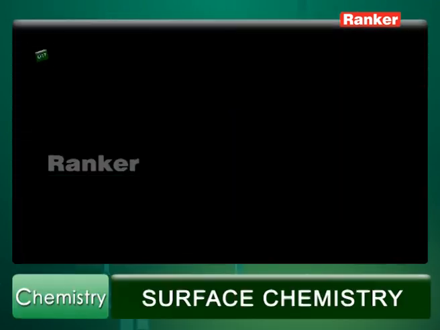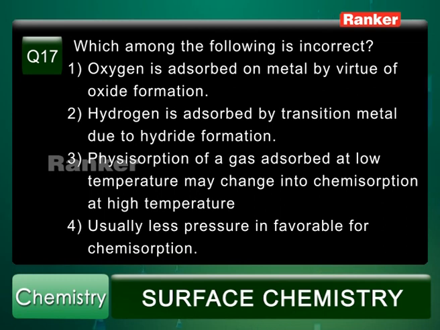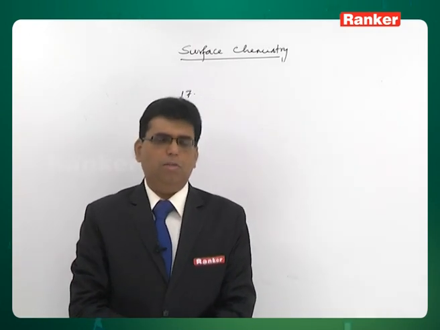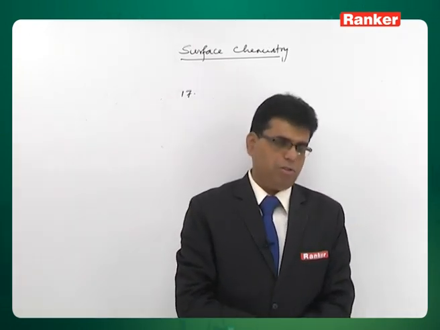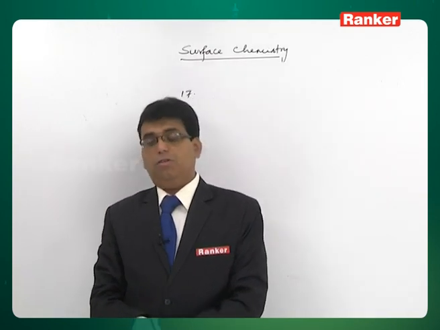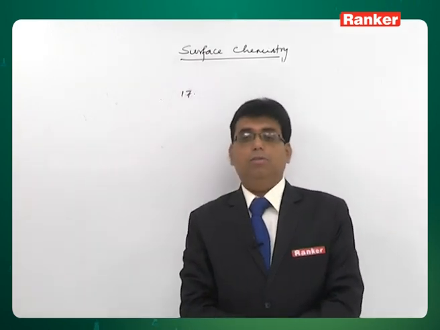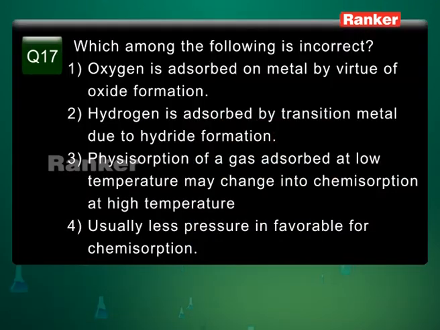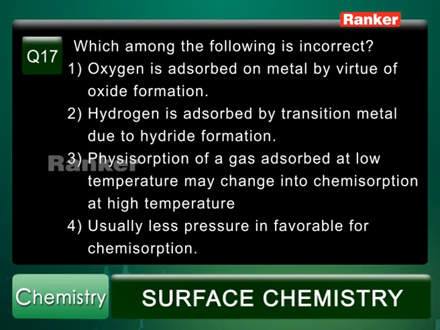Now, let us go to question number 17. Which among the following is incorrect? Oxygen is adsorbed on a metal by virtue of its oxide formation. Yes, it is a correct statement. The oxygen gets adsorbed on the metal surface because of oxide formation. Hydrogen gets adsorbed on the metal surface by hydride formation. Nitrogen gets adsorbed by nitride formation. So, the first option is correct. Hydrogen is adsorbed by transition metal due to hydride formation. Yes, that is correct.